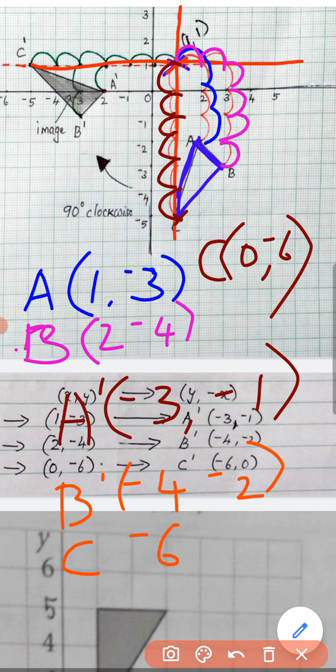-6, 0. Opposite of 0 is 0 itself. Okay. So, these are the coordinates of our image. That is -3, -1, -4, -2 and -6, 0. Okay. Now we have to plot these coordinates on the coordinate grid.